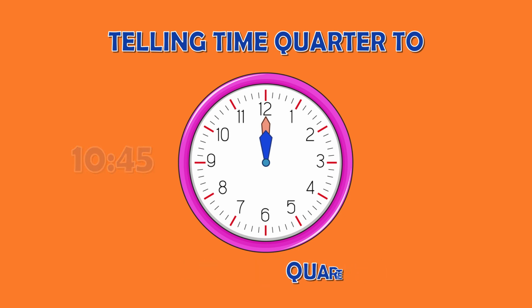Pay attention. On the next clock, the minute hand will be on the 9 and the hour hand will almost be on the next hour. When we describe the time, we are going to use the words quarter to the next hour. Now let's practice. Try and say it both ways before I do.